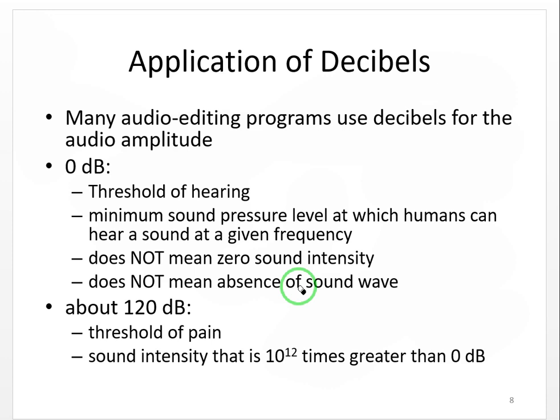It doesn't mean absence of a sound wave. About 120 dB is called the threshold of pain, because the sound is going to be higher or more intense. So this is just some characteristics about 0 dB and 120 dB.